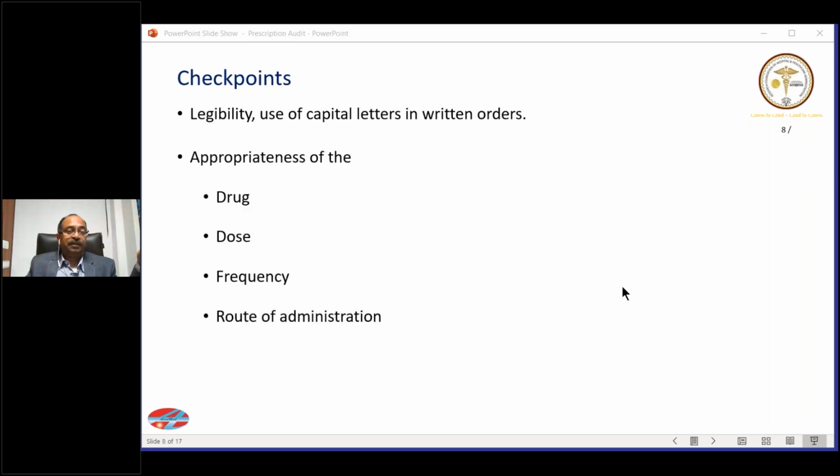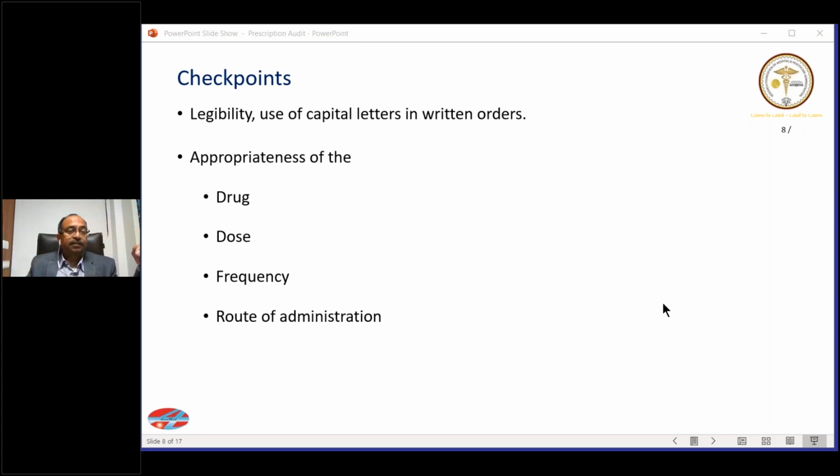Now, what are the parameters? So these are the parameters. For every prescription that we have picked up, those 400 prescriptions out of the total sample size, we have to look at legibility, whether it is written in capital letters or not. Why? Because capital letter writing is the requirement of the Medical Council of India and now the National Medical Commission. It is a legal statutory requirement for OPD prescriptions.